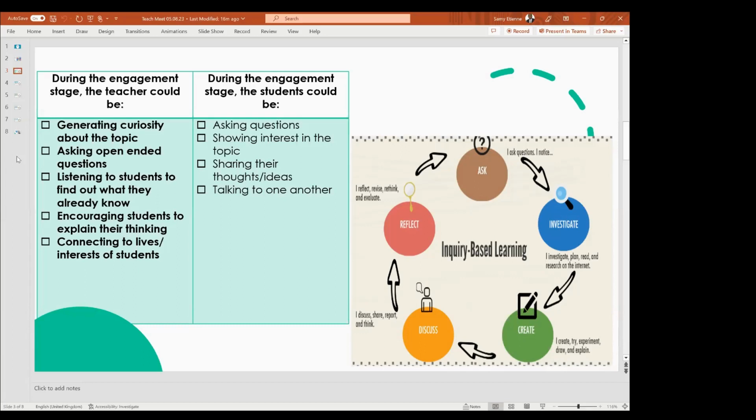So hopefully you can see what you could do as teachers and what the students could do as well. So this is the first stage, the engagement.